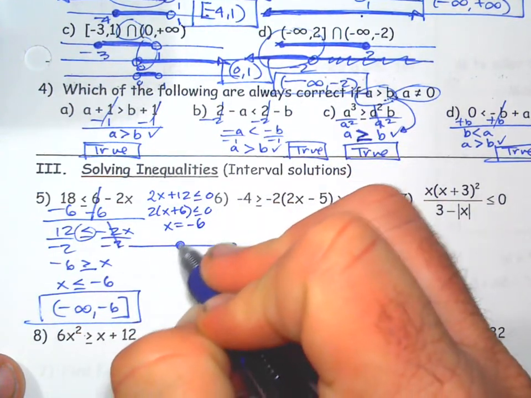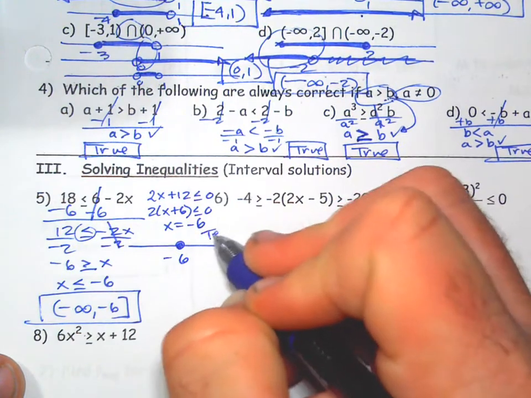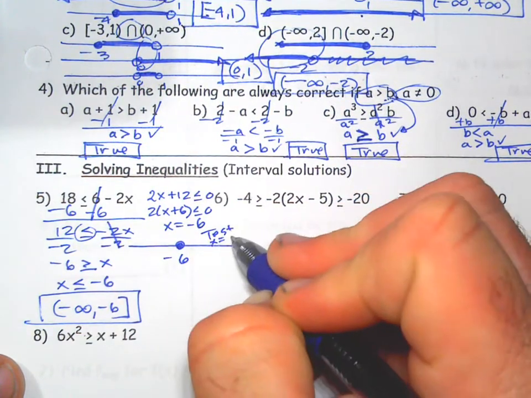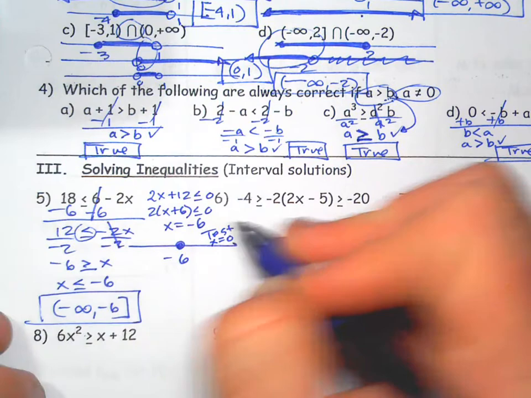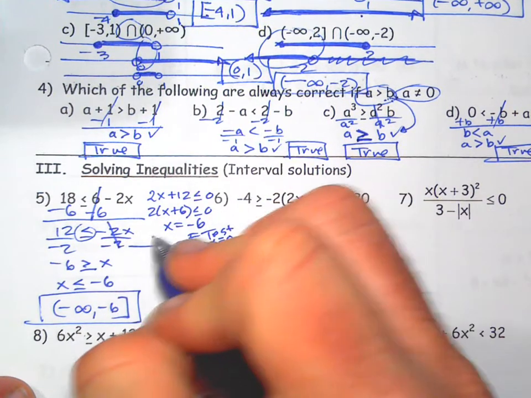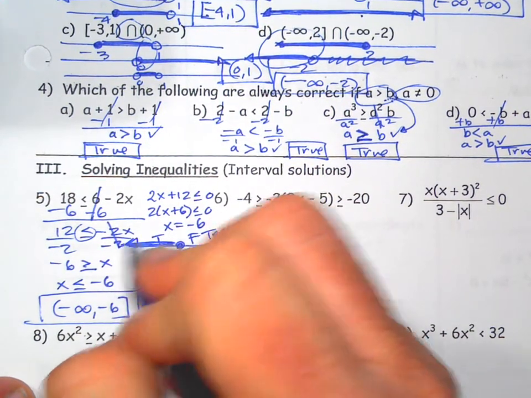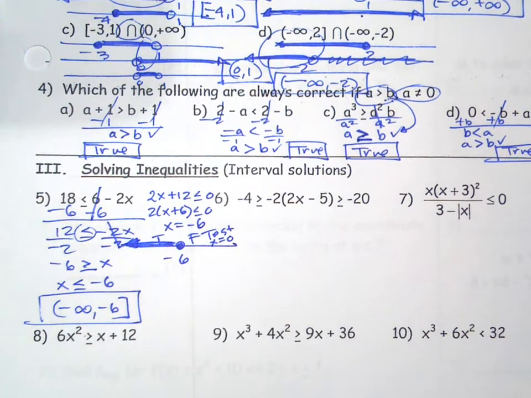It's a solid dot at negative 6. You could test. I like to test far right. 0 just seems easy. That's false, true. Same answer. But, I don't know, that seemed pretty easy.